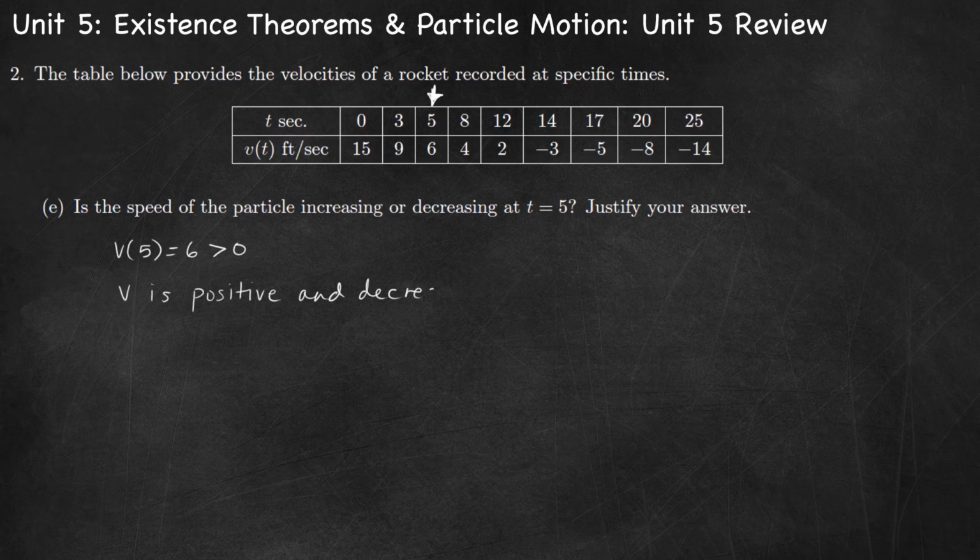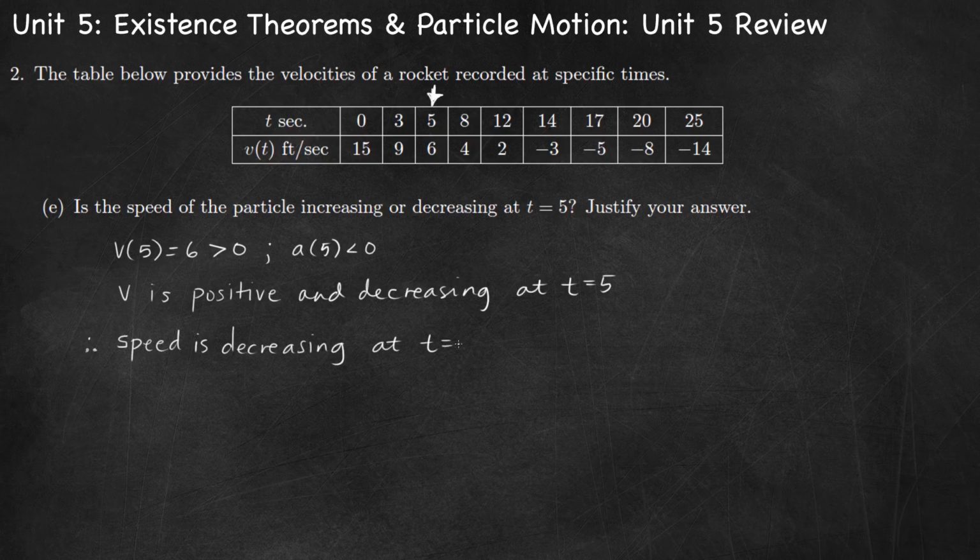and decreasing at t equals 5, which tells me my acceleration is negative. So my acceleration at 5 is negative. And since the velocity and acceleration have opposite signs, I know that the particle is slowing down. So we can say, therefore, speed is decreasing at t equals 5.